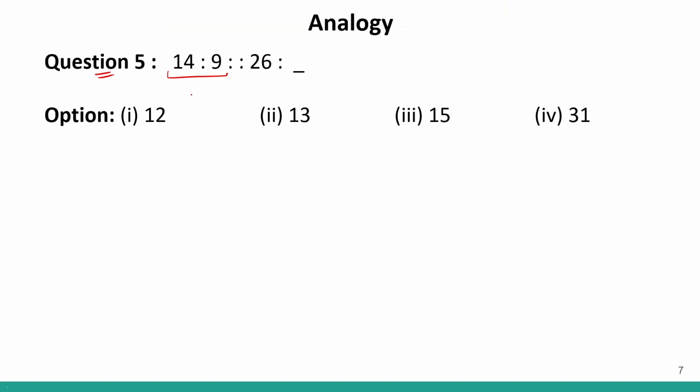We will move on to the next logic between 14 and 9. So if I see over here, 9 into 2 minus 4 will be how much? 18 minus 4 will be 14. Correct? This is how we can relate 9 and 14. 9 into 2 minus 4. So 18 minus 4 is 14.